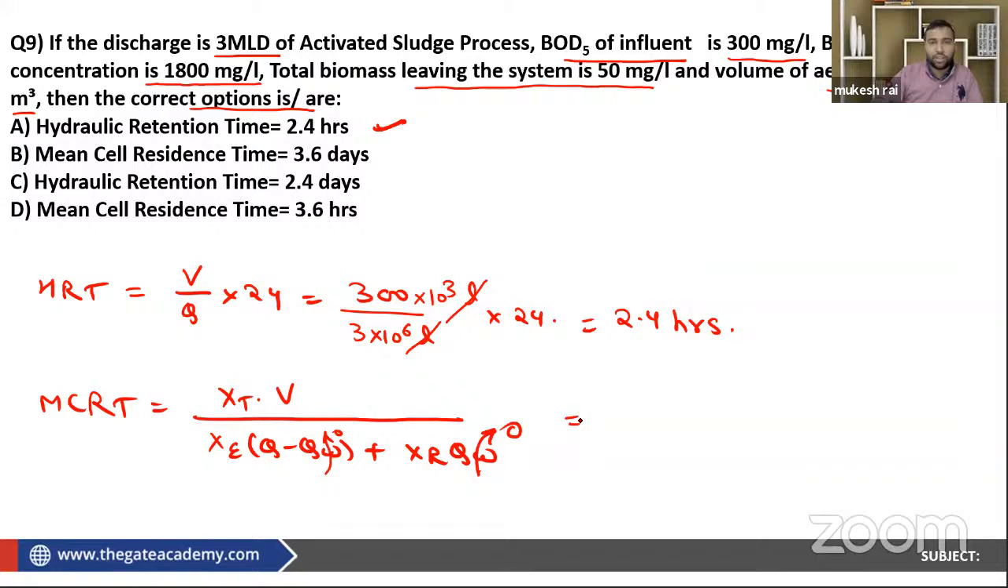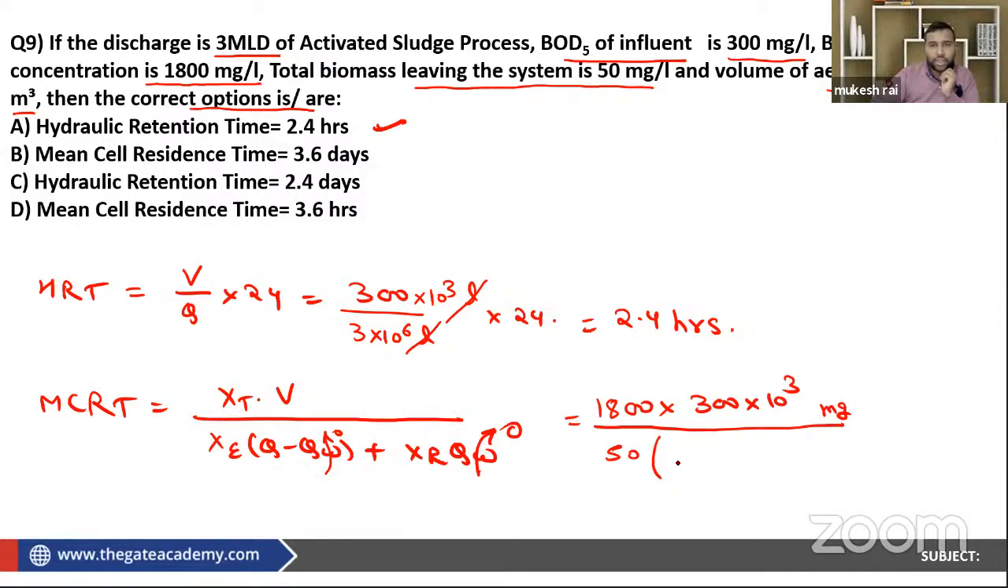Now, xt is given in the question. What is the value of xt? Tell me what is the value of xt here. That is biomass concentration, which is given as 1800 milligram per liter, and volume is given as 300 meter cube. So we have to convert this in terms of liter. So it will be converted into milligram. Now we have XE, that is effluent BOD, which will be equals to 50 milligram per liter here.